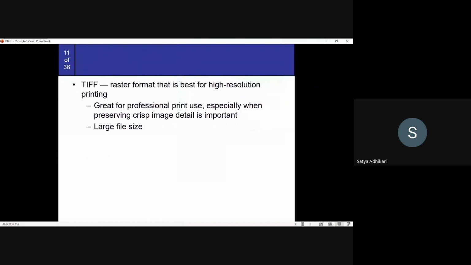TIFF is a raster format that is best for high resolution printing, great for professional print use, especially when presenting image detailing is important. It has a large file size. So this is the TIFF format. You can take the printout of a large file, like any professional printer uses.